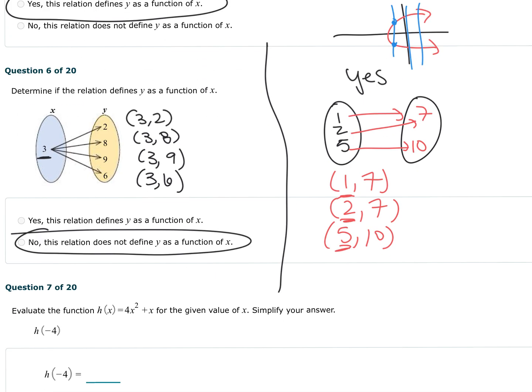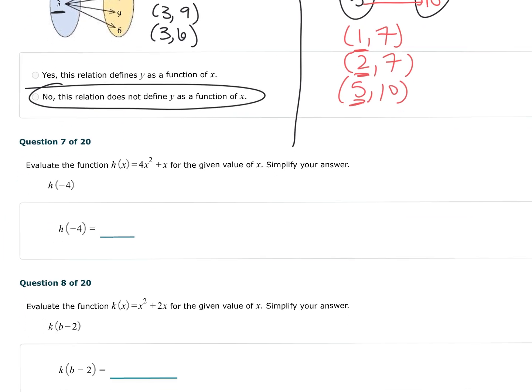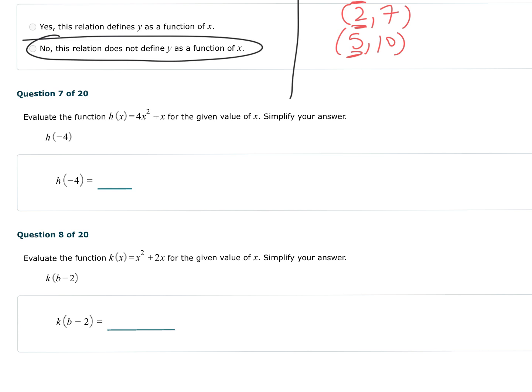Okay, number 7 gets into some function notation. So now it says evaluate the function h of x is equal to 4x squared plus x for the given value of x and simplify your answer. So I'm going to find h at negative 4, and I'm going to plug negative 4 in wherever there is an x. And so h at negative 4 would equal 4 times negative 4 squared plus negative 4.